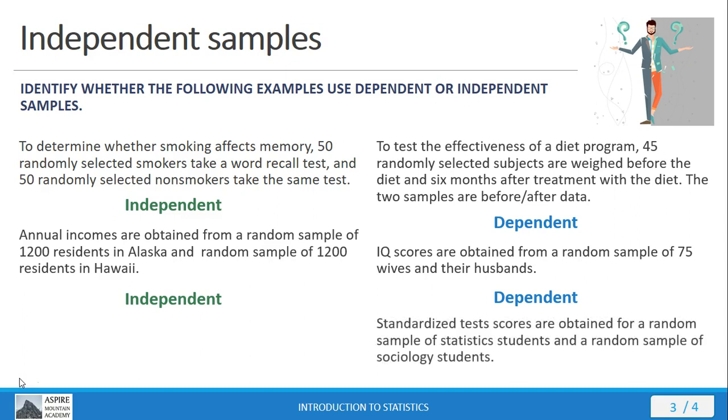Let's look at one more example. Standardized test scores are obtained for a random sample of statistics students and a random sample of sociology students. Dependent or independent samples? What say you? Well, I hope you said independent samples, because you've got a group of stats students and a group of sociology students, and the one is not necessarily related to or connected with the other. So therefore, you're looking at independent samples.